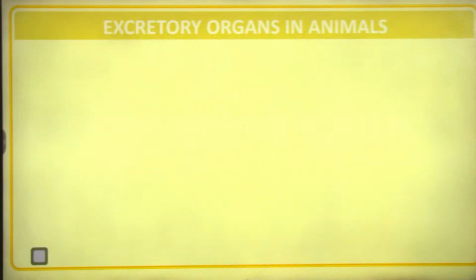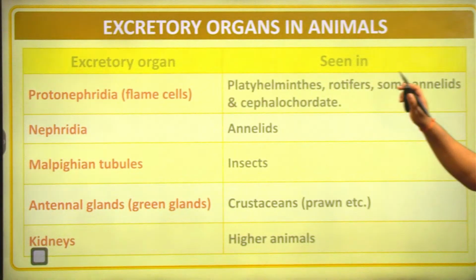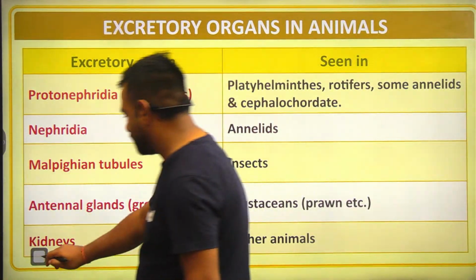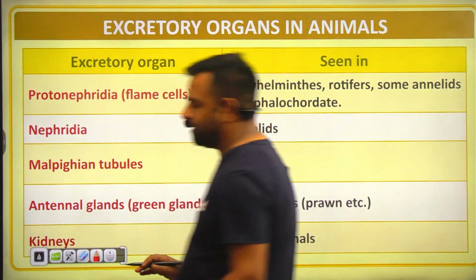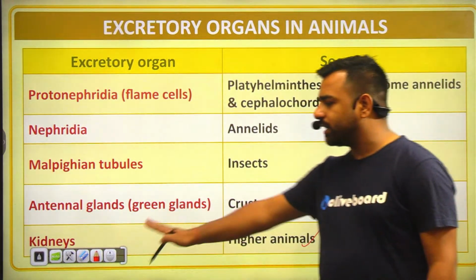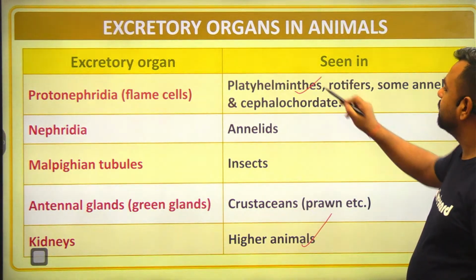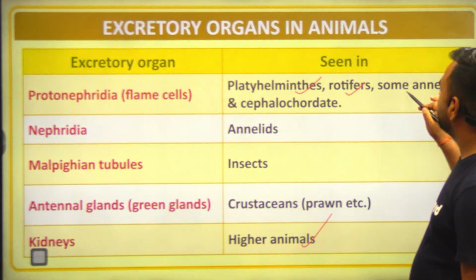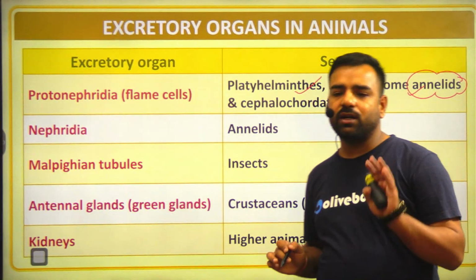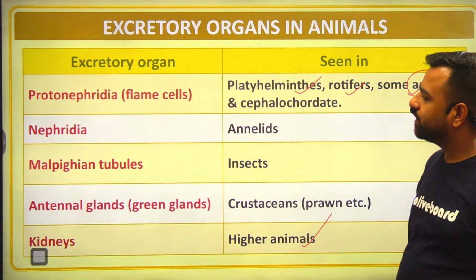Next. Now let's talk about the excretory organs in the animals. We have different animals with different categories. Here it's important to understand that we people, that is the mammals, the higher animals, require kidneys for excretion. But you must remember, platyhelminthes, rotifers, and some annelids. Annelids include what? In the annelids, earthworm comes. Earthworm and all have excretory organs, that is flame cells.